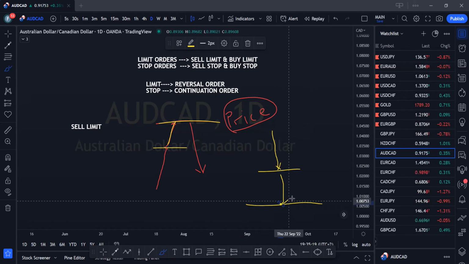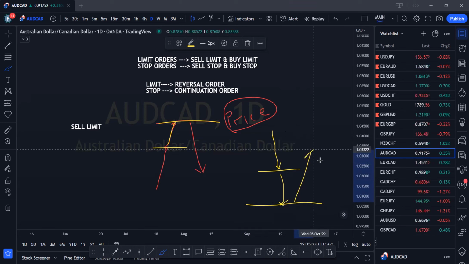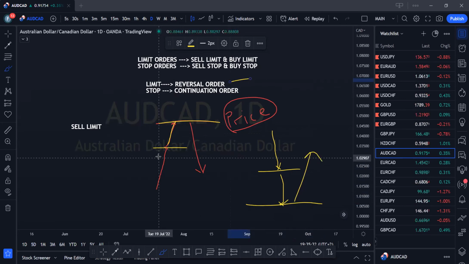So that's a buy limit. So when you enter for a buy, that's a reversal order. That's why limit orders make you think about reversal orders. So that's how it is.